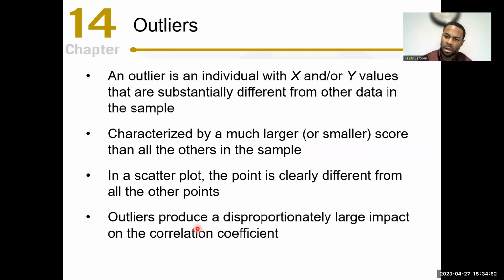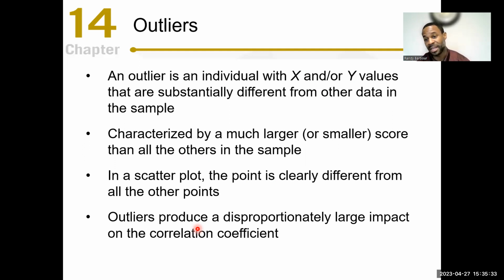Okay. One of the things that we talk about with correlation is outliers, and outliers play a really strong role in how you can predict other variables. They pull the correlation either very positive or very negative, depending on where that outlier lies. An outlier is any individual with X and Y values that are substantially different from other data in the sample. So take for instance height and shoe size, our two variables.